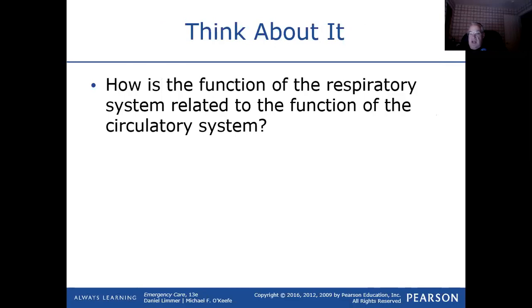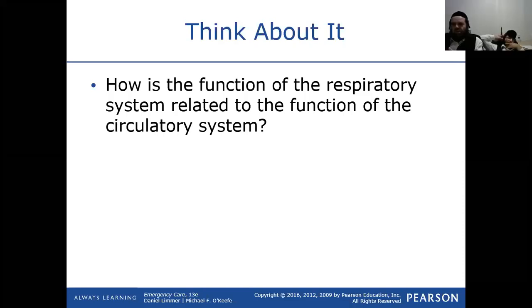Perfusion is saying that it got into the bloodstream and got to the cells, that oxygen that was brought in by the respiratory system got into the circulatory system, the cardiovascular system, and was delivered to the cells to make energy. So the respiratory system is the start of it. The circulatory system is the transport mechanism to get it to the cells of the body so it could be used. And the perfusion is what changes over.